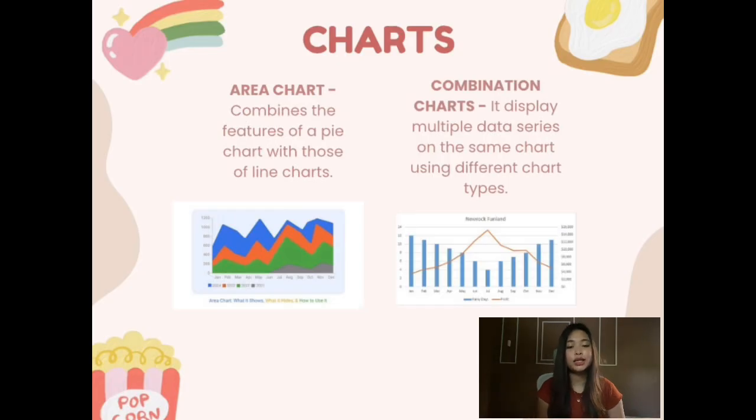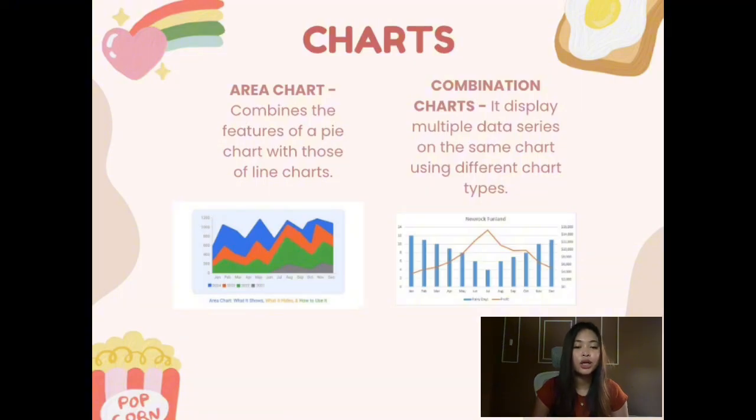So the next chart is the Area Chart. It combines the features of a pie chart with those of a line chart. Area charts combine the trend tracking function of line charts with the proportion shading of pie charts. They show how values change over time while also emphasizing the size of each category.